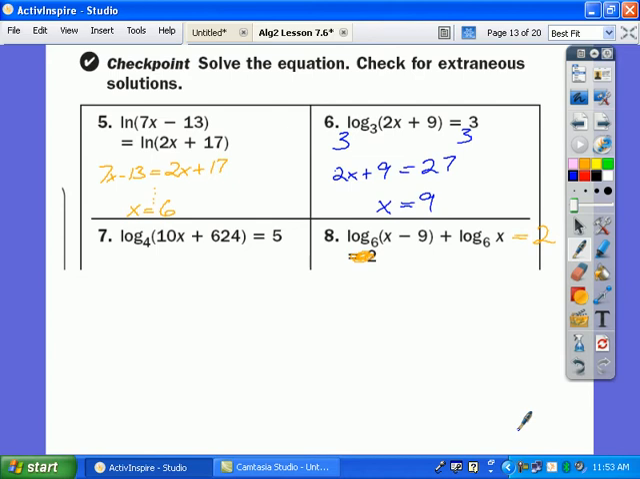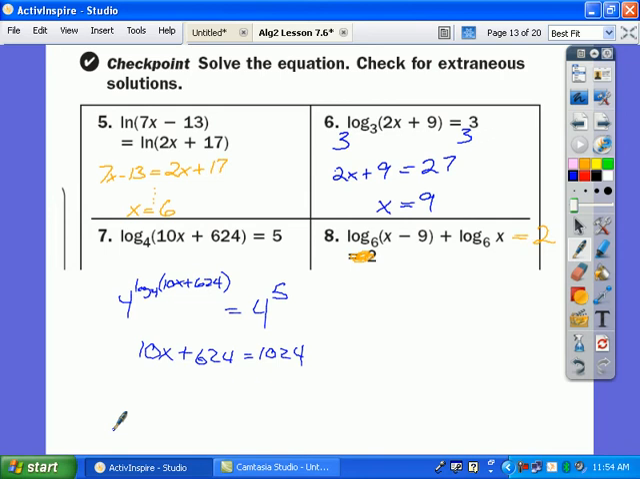On number 7, we're going to do a similar process. So here we'll create a new equation where 4 is the base. We get log base 4 of 10x plus 624 equals 4 to the 5th power. So this new equation then becomes 10x plus 624 equals 1024. Okay, that's linear. So we should get one solution, and the solution is x equals 40. Okay.